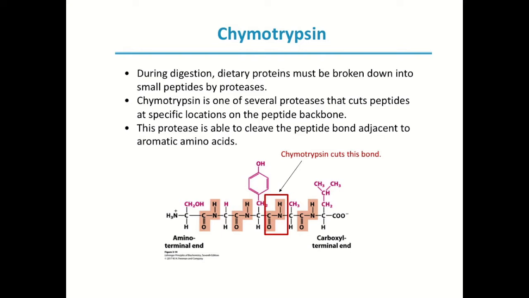During digestion, proteins must be broken down into smaller peptides, and this is done by proteases. And chymotrypsin is an example of a protease. And in particular, it's going to cut the peptide at specific locations.